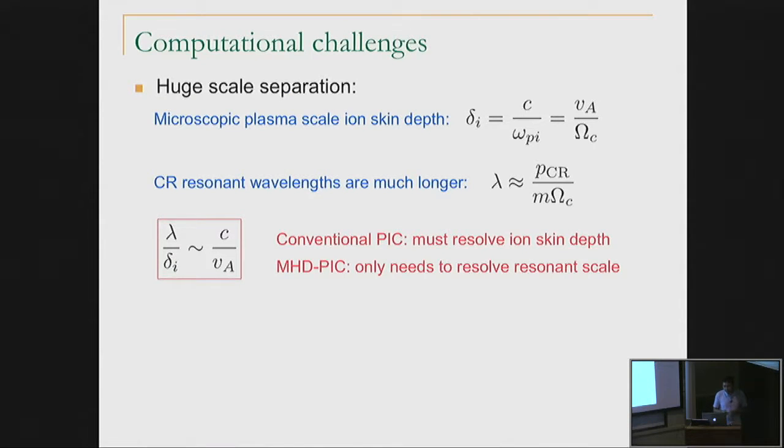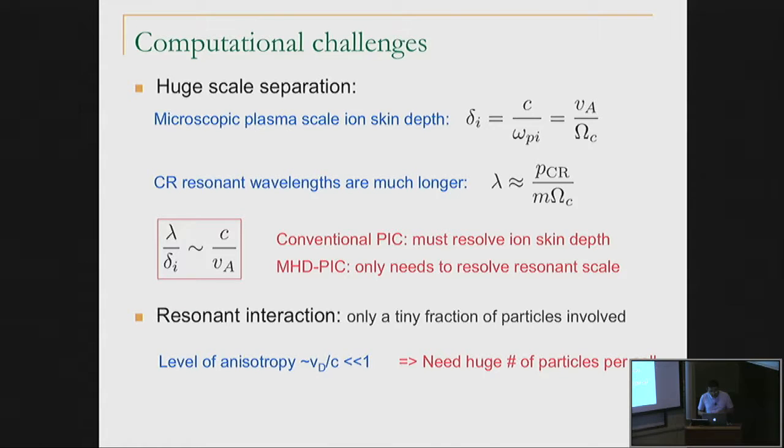challenge. And the main challenge, first, is that there's a huge scale separation. So if you want to do this with a particle-in-cell code, you have to resolve the ion skin depth. But this instability occurs on the resonant wavelength, and from these numbers you can see that for relativistic particles, lambda over the skin depth is about c over V_A. For conventional PIC, you have to resolve the ion skin depth and also accommodate this resonant wavelength, which is extremely computationally challenging. But for MHD-PIC, we don't have this problem because we don't need to resolve these plasma scales.